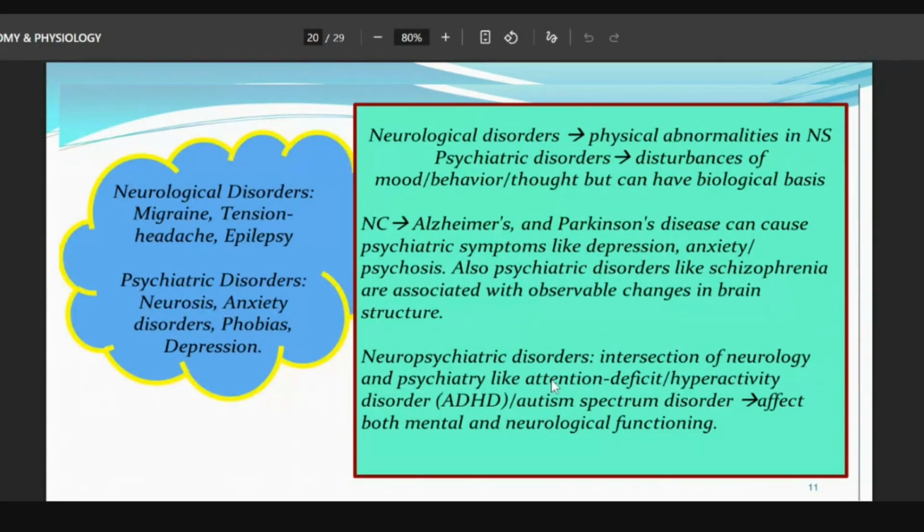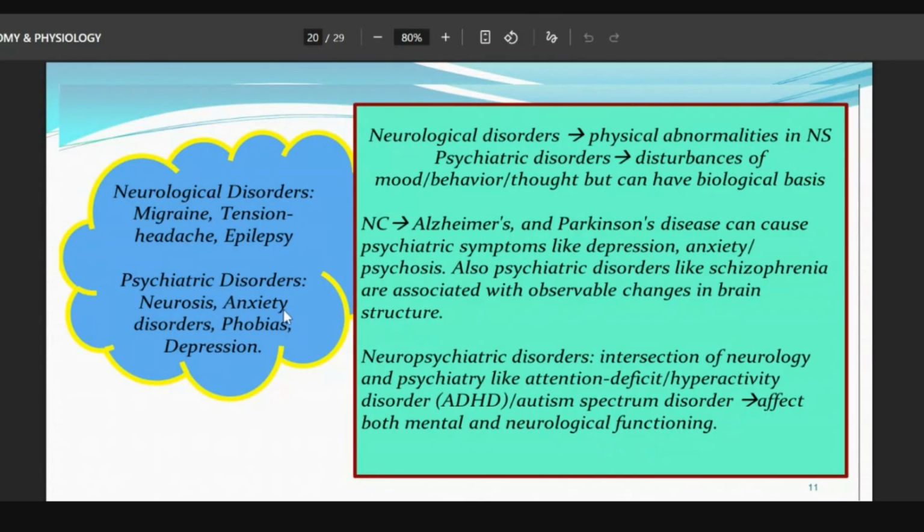Now there are some neuropsychiatric disorders also, which we cannot tell upfront whether they are neurological or psychiatric. They are kind of both, like ADHD, attention deficit hyperactive disorder. This happens in kids, they crave for attention and naturally they are hyperactive. They don't sit at a place. Similarly, autistic kids, they have issue with communication. Though they are very intelligent, they are not dumb, they feel issues with expressing themselves. So it can affect both mental and neurological function.